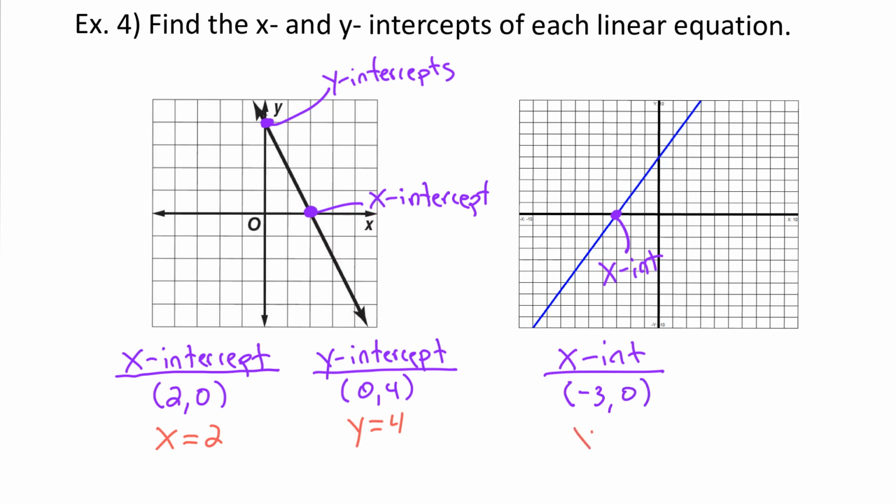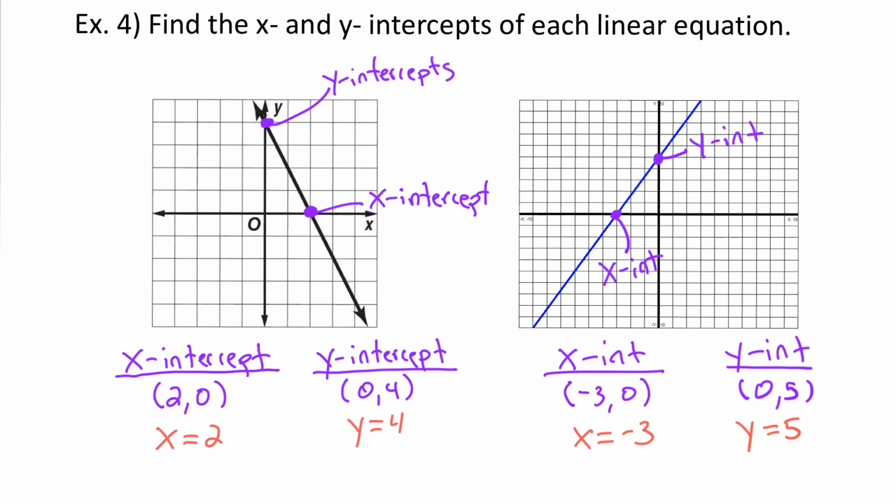Or we can say x equals -3. For the y-intercept, the y-intercept is right here. So my y-intercept will be at 0. Remember, x has to be 0. So let me count how many steps I go up: 1, 2, 3, 4, 5 from the origin. So it's (0, 5), or we can say y equals 5. So that's the y-intercept. We know where the line crosses the y-axis and the x-axis.